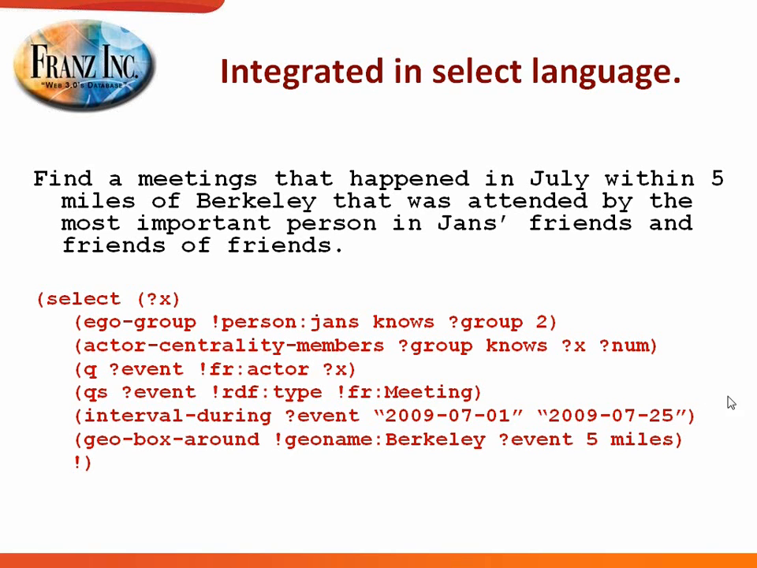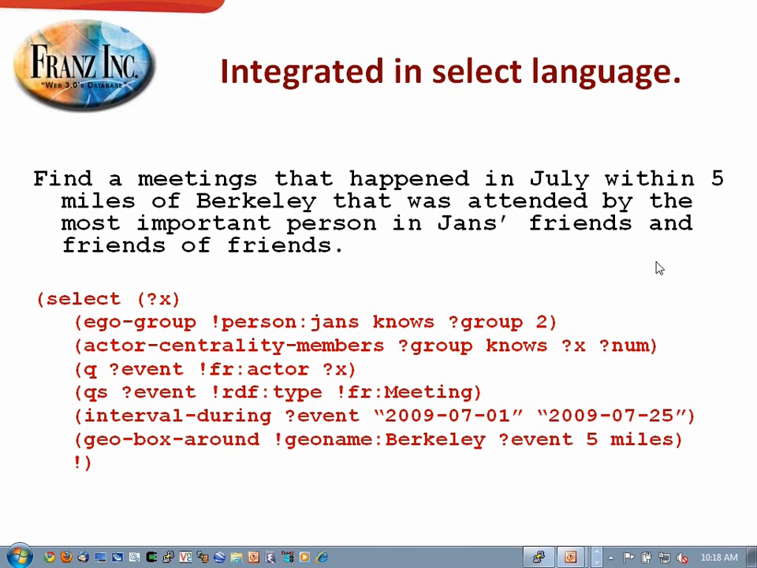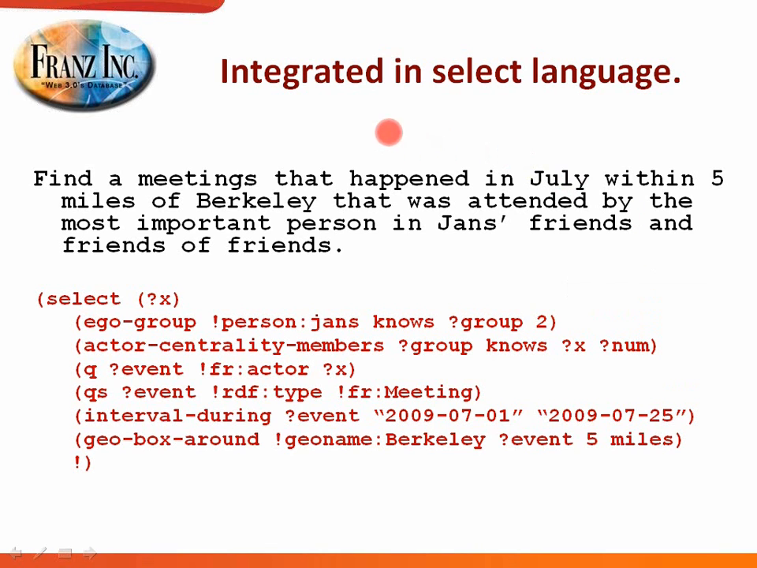So if you take, for example, this particular query, you see here that in one query we deal with a social network. We take the ego group around the person Jans, and then we take the most important person in the group around Jans, and you find all the actors, all the events for this particular actor of a particular type, and then you look to see whether this event happened in a particular time period and whether this event happened in a particular bounding box in space. And so we integrated that all in one language, and when I gave you the GeoNames demo, you kind of saw this syntax already.